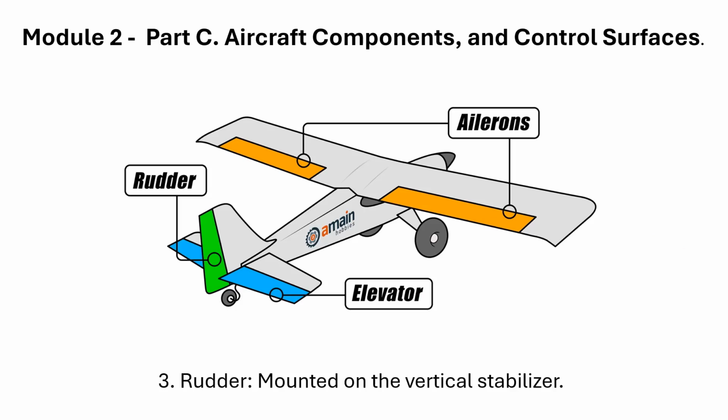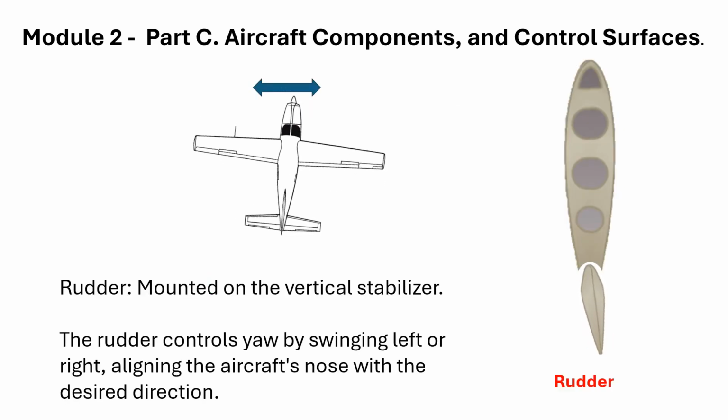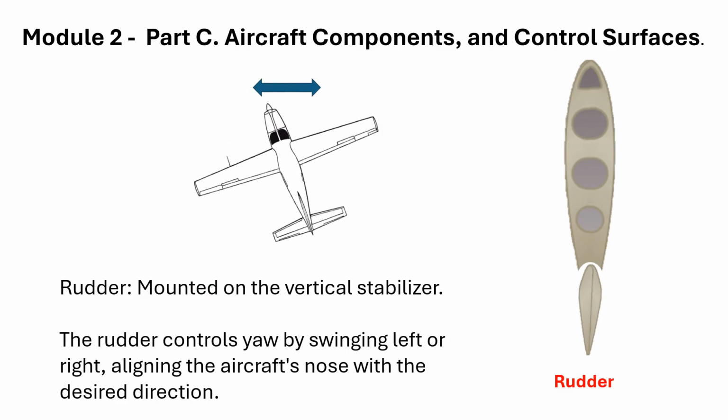3. Rudder, mounted on the vertical stabilizer. The rudder controls yaw by swinging left or right, aligning the aircraft's nose with the desired direction.